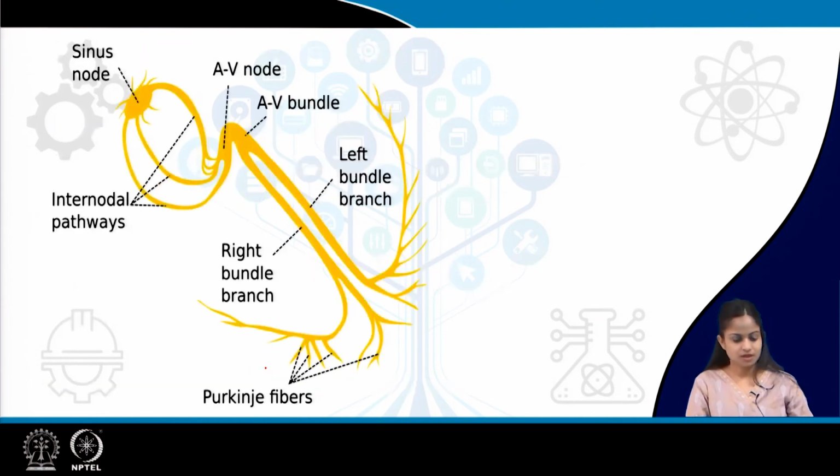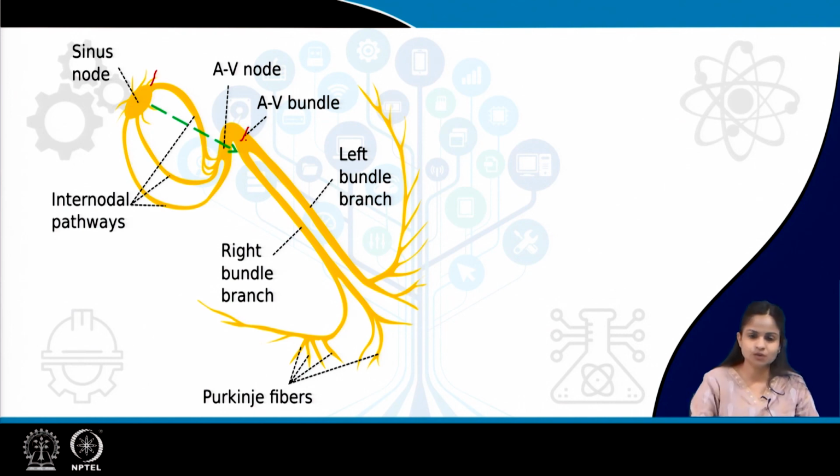So, coming to the conduction, the direction of the conduction in the heart. First, as I already told you, the SA node to AV node is directed from up towards the lower side, that means lower and left side, and this usually contributes to the atrial depolarization. At the level of the AV node, there is an AV nodal delay of 100 milliseconds.